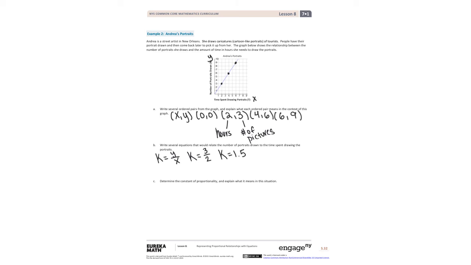Now let's write another equation. So we have y equals our constant times x. And let's plug in 1.5 for k. So we have y equals 1.5x. When we look at these two equations, they are actually proportional to one another. So they are the same equation, because it's proportional.